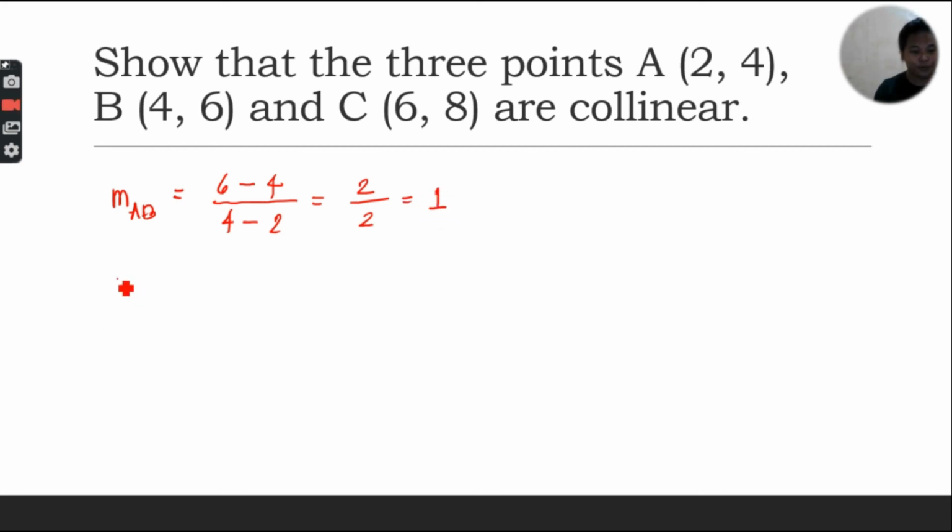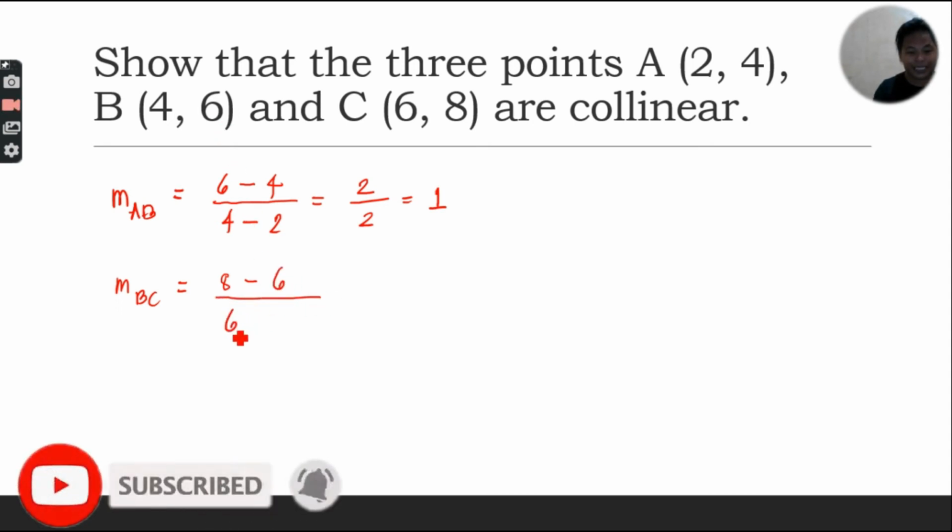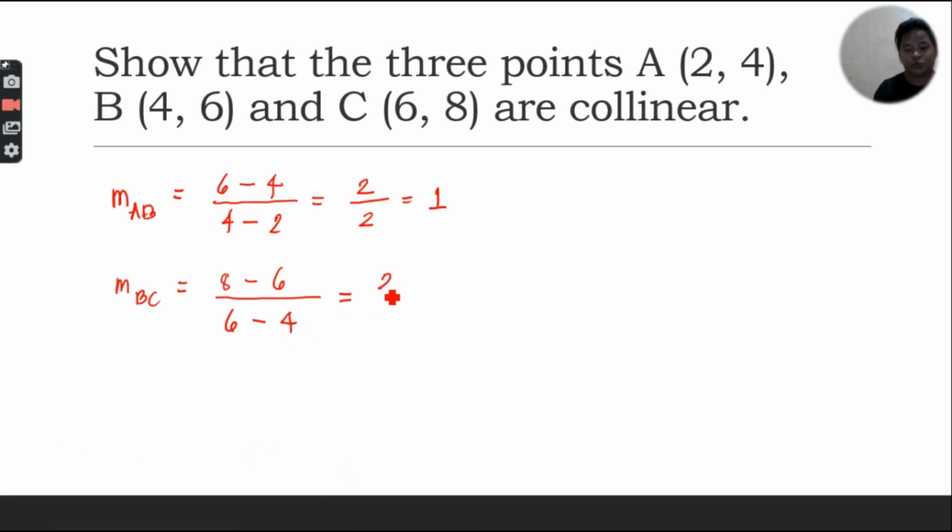Let's find now the slope between points B and C. So let's use point C for our x sub 2 and y sub 2, and our point B for x sub 1, y sub 1. So y sub 2 is 8 minus y sub 1 is 6, all over x sub 2 is 6, x sub 1 is 4. 8 minus 6 is 2, 6 minus 4 is 2. So we have the same slope.